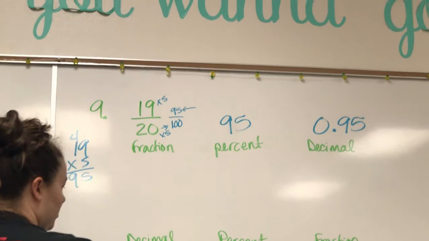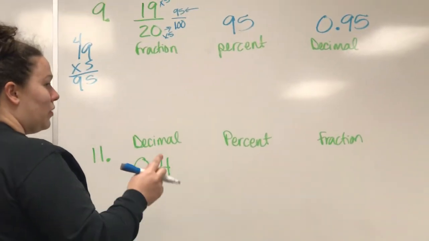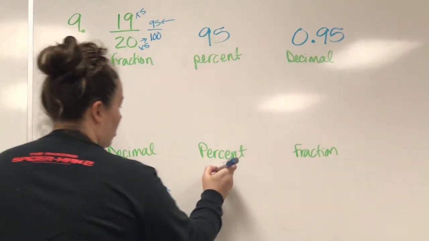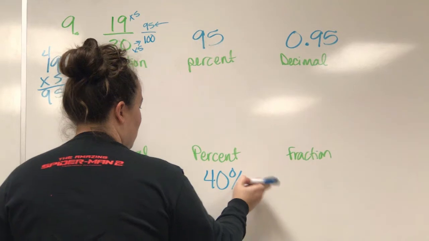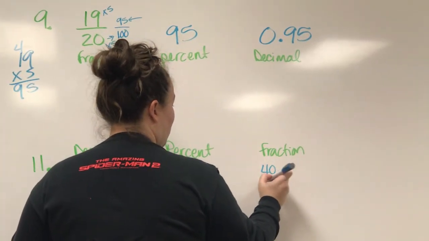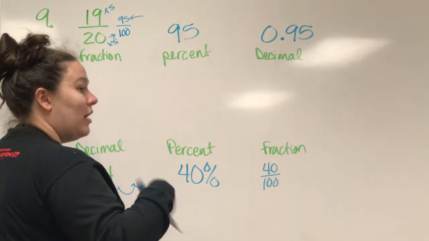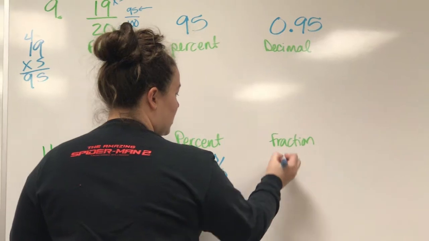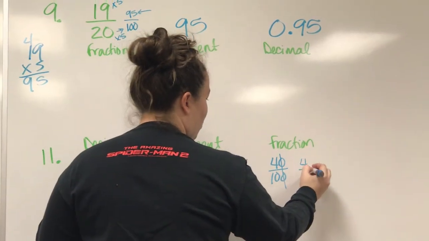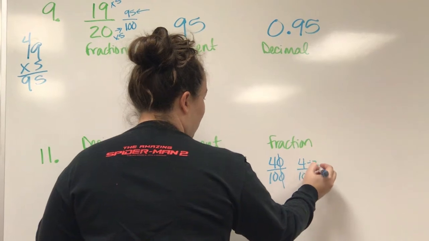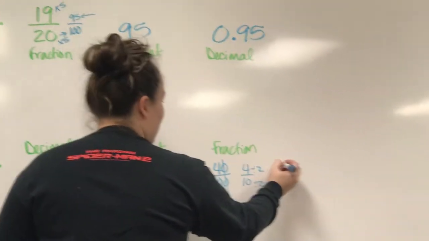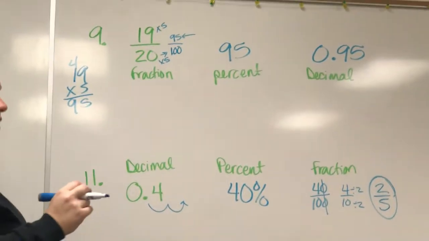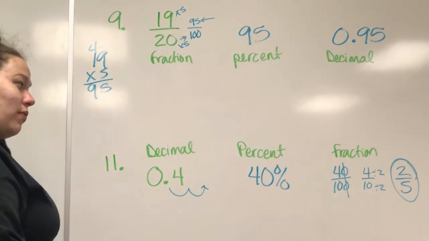Okay. This time it gives us a decimal, and we have to move it over 2 times to get a percent. 1, 2, it'll be 40%. As a fraction, I know I have to put 40 over 100, but then I know as a fraction I have to reduce. If both numbers end in a 0, you can cancel them out, so I have 4 over 10, and both of those are even, so I can reduce by 2, and I get 2/5. That would be my reduced fraction for the percent of 40.